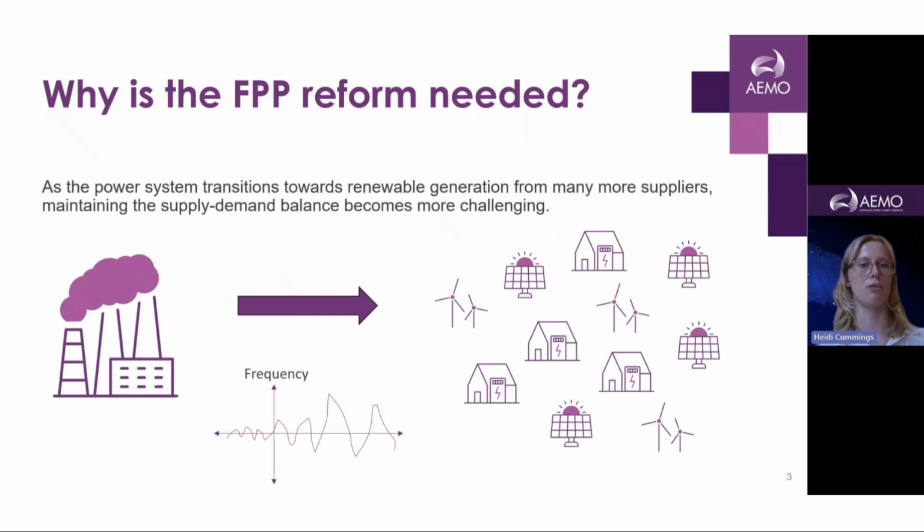But how does the FPP reform fit into this? As the power system transitions towards renewable generation from many more suppliers, maintaining the supply-demand balance is becoming more challenging. Consequently, the ability to control system frequency is of increasing importance. The new arrangements are intended to incentivize helpful frequency response from facilities such as electricity generators, large loads, and batteries. The FPP reform introduces clear economic signals that will enable facility operators to understand their frequency performance and respond in real time to help maintain power system frequency. As facility operators see and respond to these incentives, the frequency performance that is required by the power system of the future should be provided at the lowest overall cost to consumers.